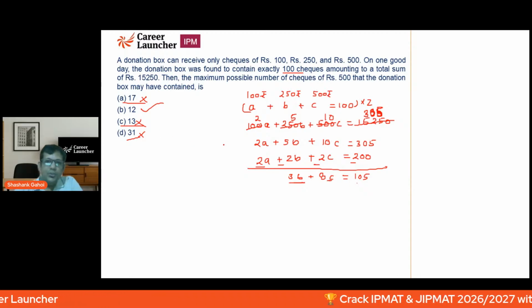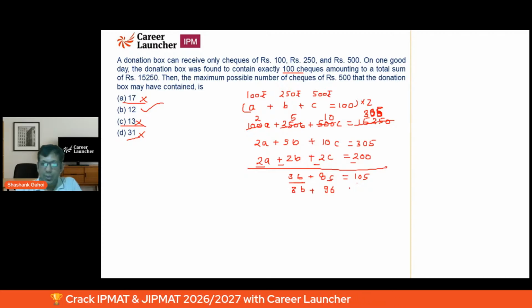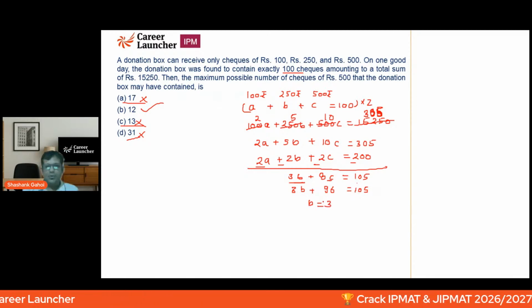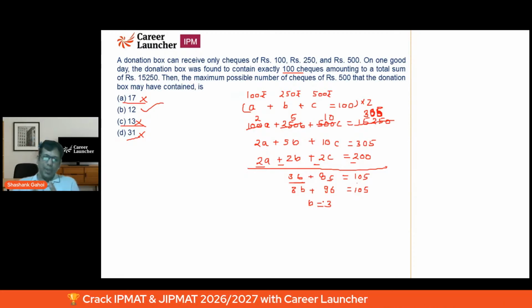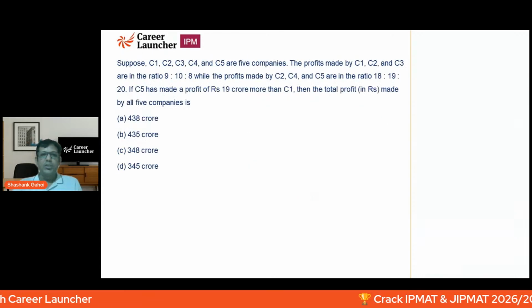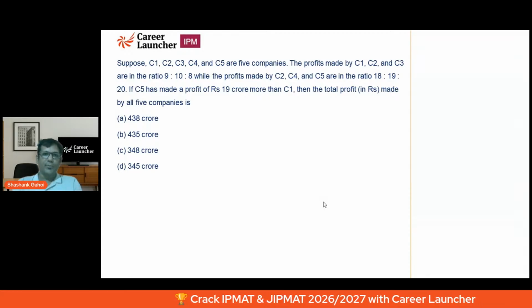So how can I use 12? If you put 12, 12 8s are 96. 3B plus 96 is equal to 105, so 3B comes out to be 9, and B comes out to be 3. So that's a possible solution of this equation, right? Whenever you are stuck in these kinds of questions, use options. I've been consistently telling you to use options in all kinds of questions. When you use the options, you are always going to get the answer very easily. It is not going to take a lot of time.